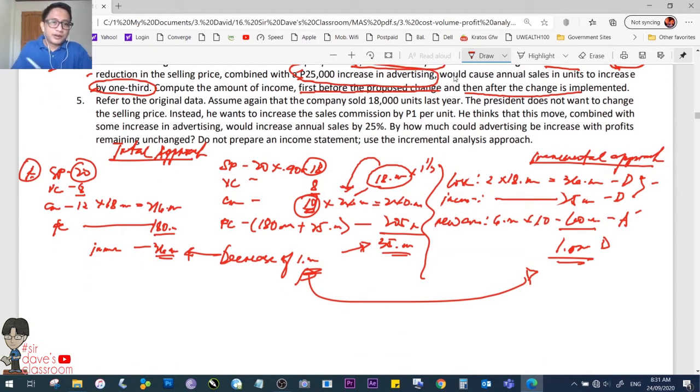Number 5. Refer to the original data. Assume again that the company sold 18,000 units last year. The president does not want to change the selling price naman. Instead, he wants to increase sales commission by 1 peso per unit. He thinks that this move, combined with some increase in advertising, would increase annual sales by 25,000. By how much could advertising be increased? Palagyan mo na lang ng letter D. Be increased, with profits remaining unchanged. Do not prepare an income statement.